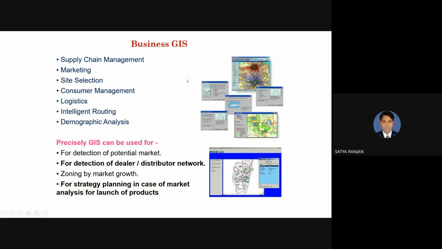Then in the business sector, geoinformatics and GIS are also very helpful, like supply chain management, marketing, site selection, consumer management, logistics, intelligence, routing, demographic analysis. Precisely, GIS can be useful for this: detection of potential markets, detection of dealers. A lot of things are there.